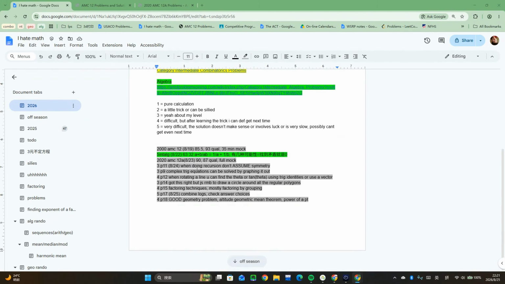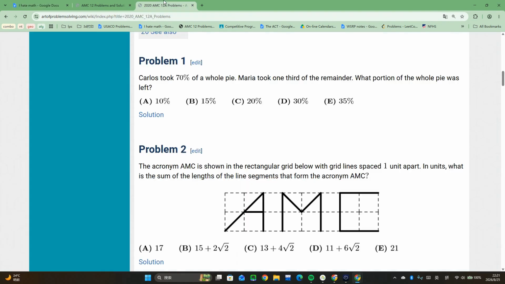Okay. Anyways, let's start with problem three. Sorry, level three. I rated it as a level three, so it's about my level. It's P11.